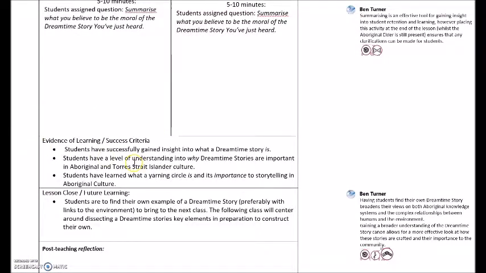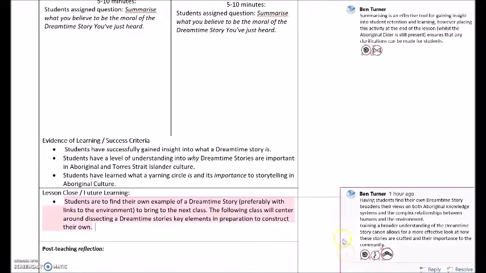At the conclusion of the lesson, it is hoped that students have successfully gained insight into what a Dreamtime story is. They have a level of understanding as to why a Dreamtime story is important in Aboriginal and Torres Strait Islander culture, and they've learnt why a yarning circle is important and what it is, especially in the relevance to storytelling in the Aboriginal culture.